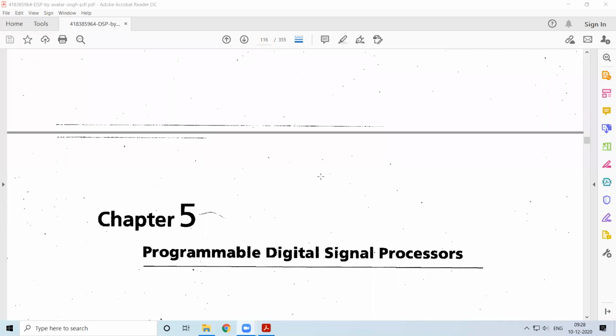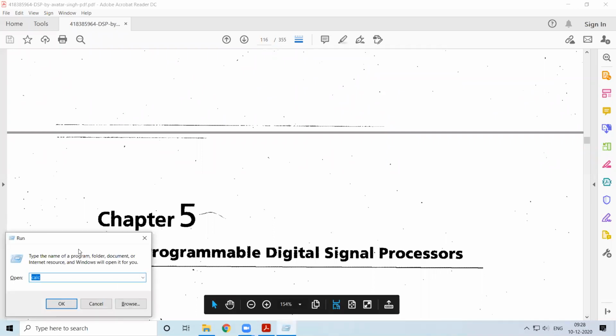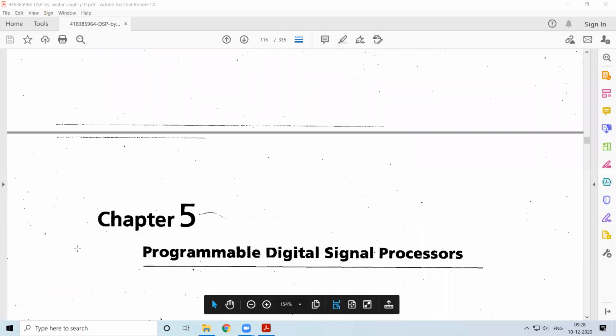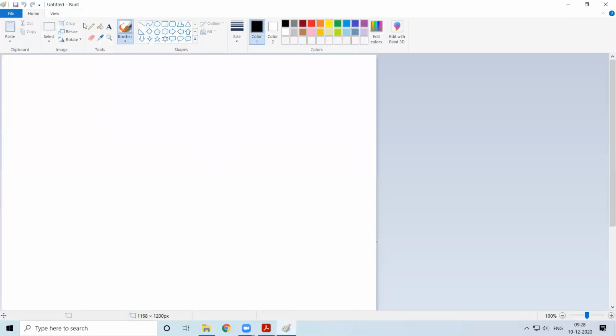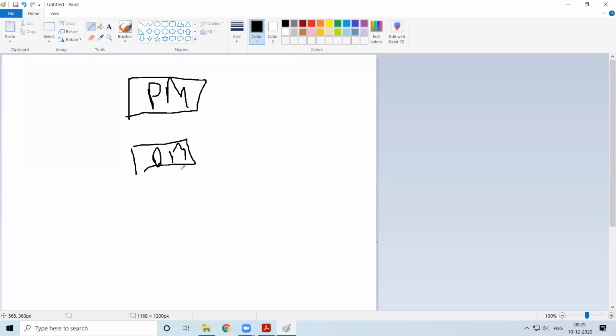Program memory and data memory can themselves be divided further. Say I have three data memories, for example. Suppose I have one program memory, and then I have data memory, say three data memories.